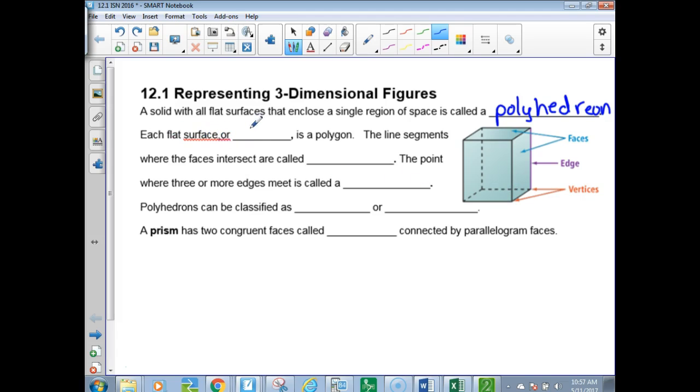Each flat surface or face is a polygon. The line segments where the faces intersect are called edges. The point where three or more edges meet is called a vertex. Plural is vertices. Polyhedrons can be classified as prisms or pyramids.